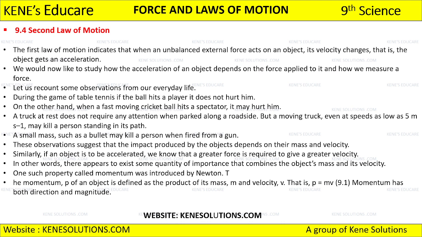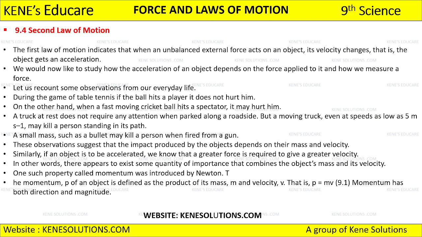and velocity. Starting from the example of table tennis till the bullet and the gun, they all are examples that have impact, and that impact has been produced by the object. All the impact is going to depend on mass and velocity. What does it depend on? Mass and velocity. So similarly, if an object is to be accelerated, we know that a greater force is required to give a greater velocity, right?